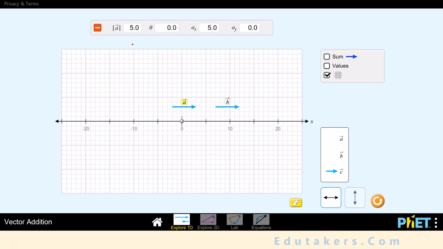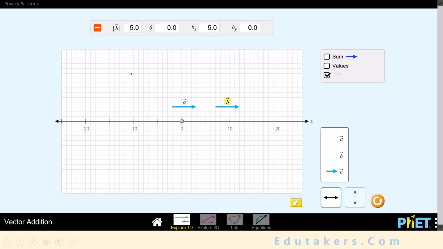The AX component, which means the horizontal component of vector A, is 5.0, while the vertical component, which is AY, is equal to 0. It is because the vector A is completely horizontal. Now we will see the vector B. Again, the vector B has length 5.0. The angle is 0, which means it's also horizontal. The horizontal component has length 5.0 while the vertical component BY is 0.